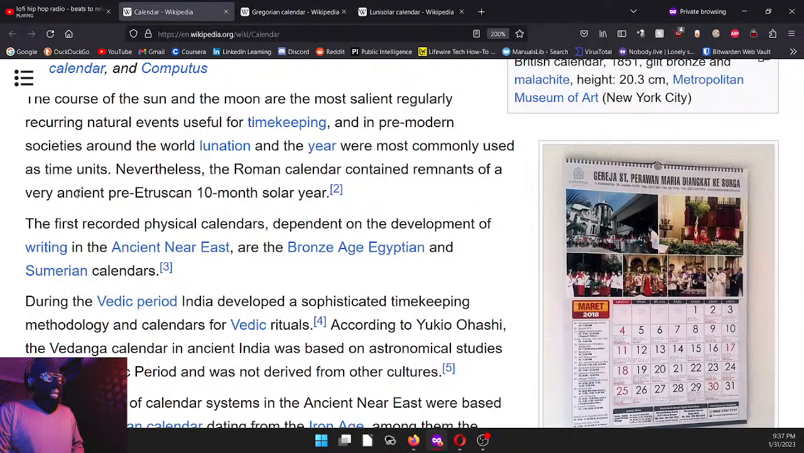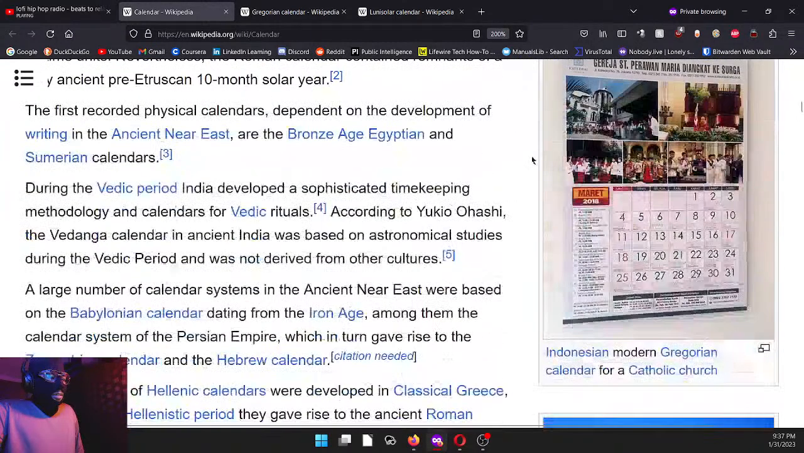During the Vedic period, India developed a sophisticated time-keeping methodology and calendars for Vedic rituals. According to Yukio Ohashi, the Vedanga calendar in ancient India was based on astronomical studies during the Vedic period and is not derived from other cultures. A large number of calendar systems in the ancient Near East were based on the Babylonian calendar dating from the Iron Age. Among them, the calendar system of the Persian Empire, which in turn gave rise to the Zoroastrian calendar and the Hebrew calendar.